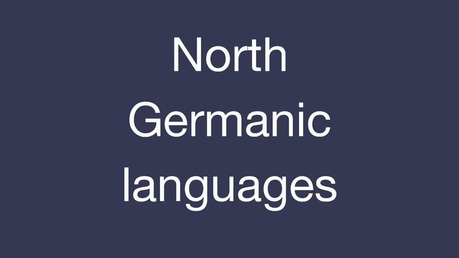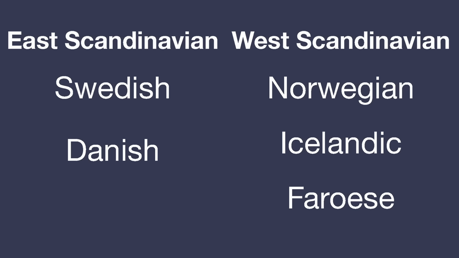We're finally done with the West Germanic languages. Now for the North Germanic languages. Generally, they can be split up two ways. One is by ancestry, with East Scandinavian, including Swedish and Danish, and West Scandinavian, which includes Norwegian, Icelandic, and Faroese.